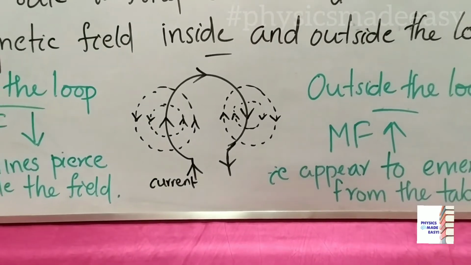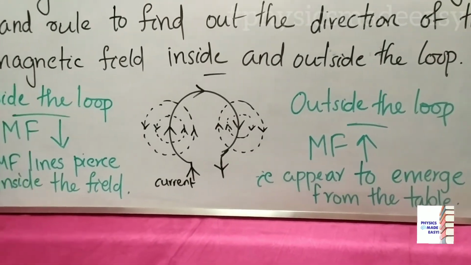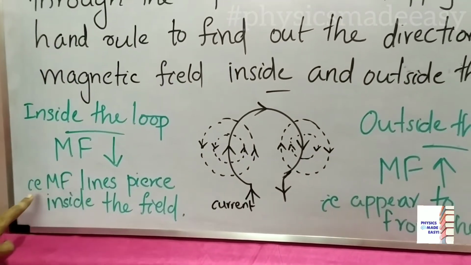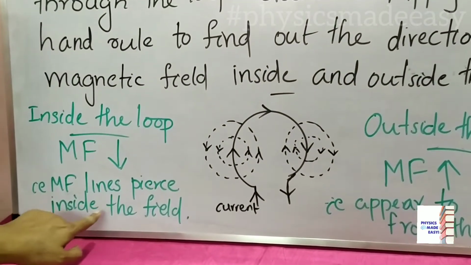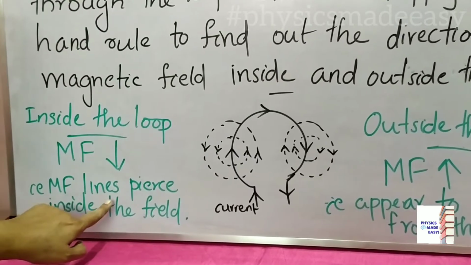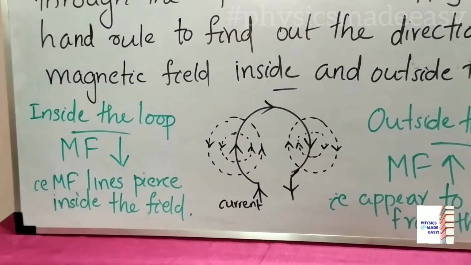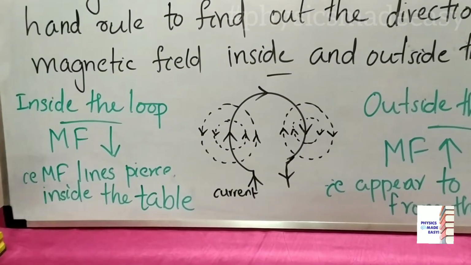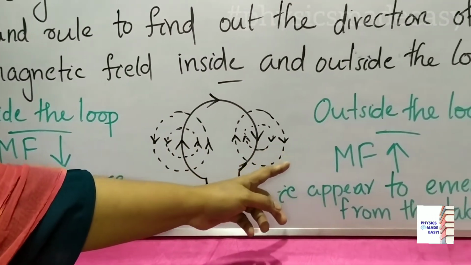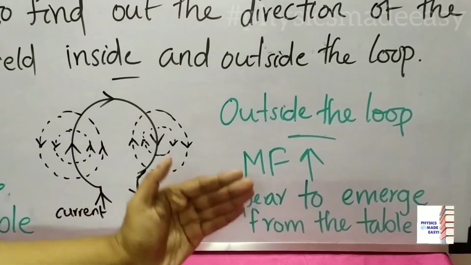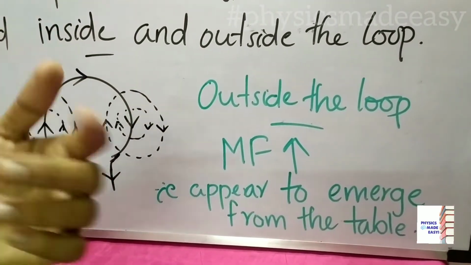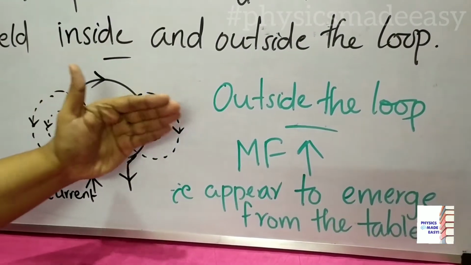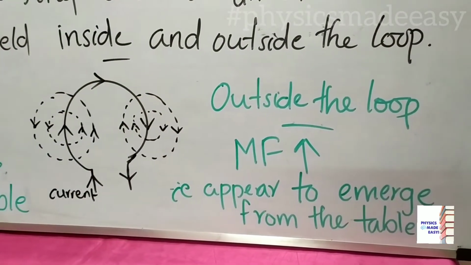So from this we can say inside the circular loop the magnetic field is in downward direction and the magnetic field lines pierce into the table. Now outside the loop you can see the magnetic field is in upward direction, and we can say these magnetic field lines appear to emerge from the table.